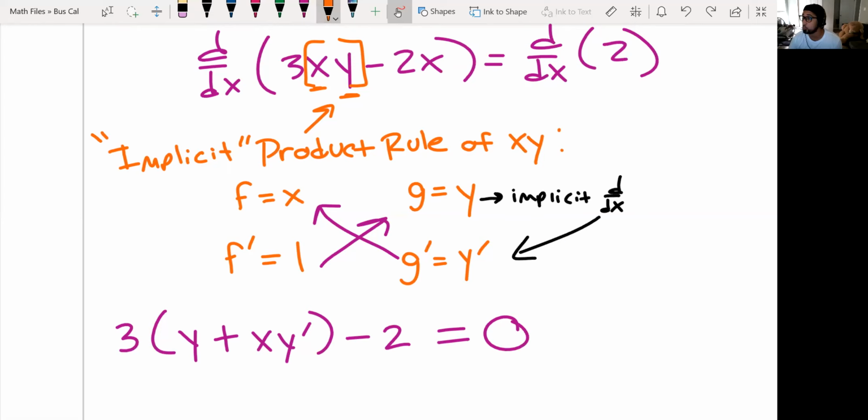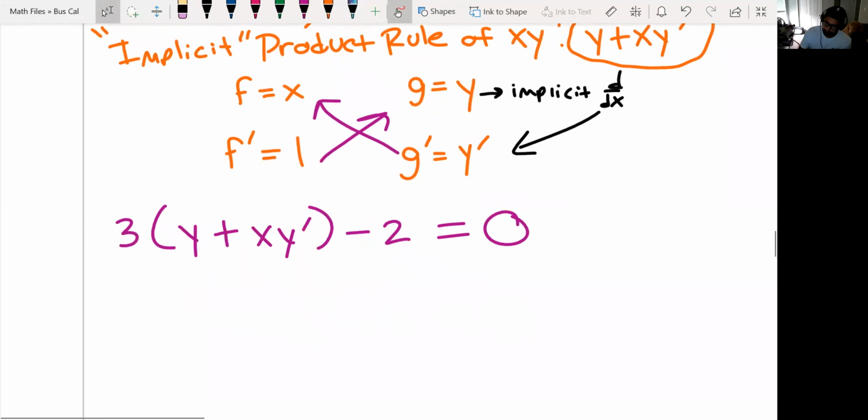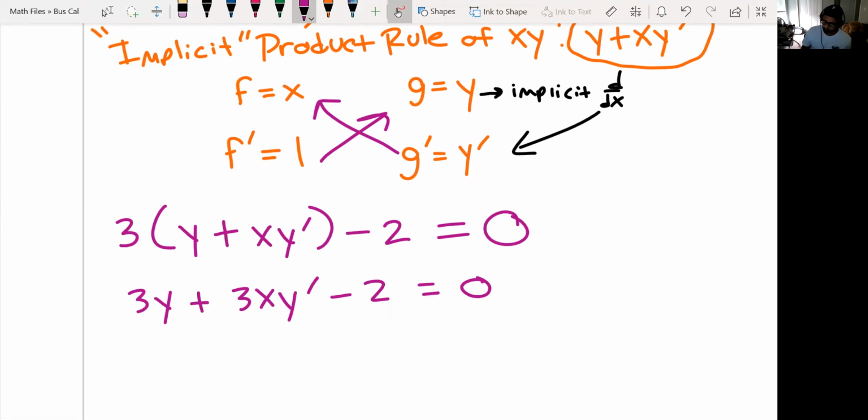The implicit product rule of x times y, if you ever see it again and want to skip this process, it's going to become y plus x y prime. That's what it becomes. There you go. And now, solve for y prime, distribute the 3. 3y plus 3x y prime minus 2 equal to 0.